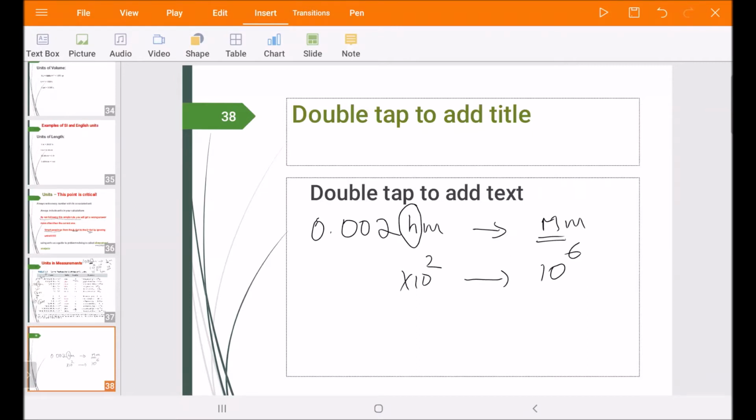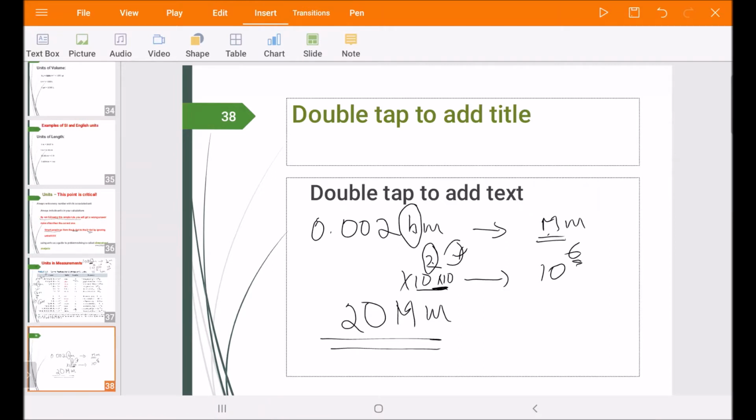Now, if I want to get mega, 10 to the power of 6, I have to multiply this by what? 10 to the power of? Because if you multiply exponential functions, you have to add the powers, right? So 2 plus 4 will give you 6. So to convert hecto into megameter, you have to multiply this number by 10 to the power of 4 for you to get megameter. So if you multiply this by 10 to the power of 4, it will be 20 megameter. Is that clear?